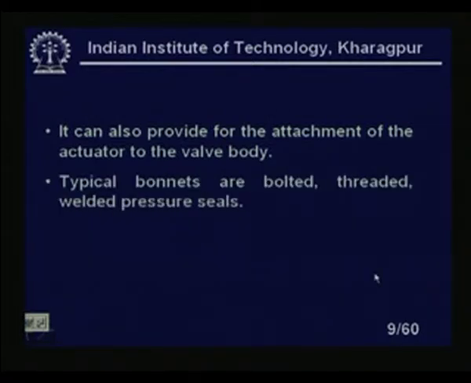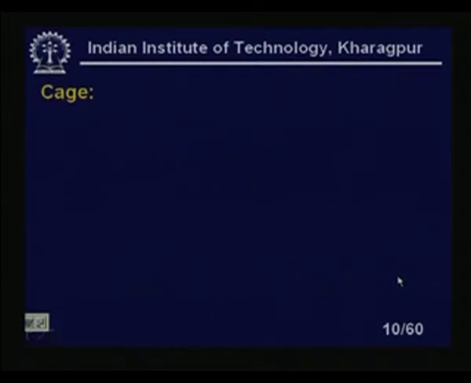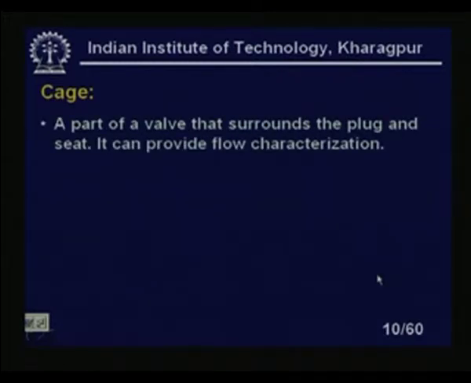Typical bonnets are bolted, threaded and welded pressure seals, because these are to be totally sealed, otherwise there will be a problem. Cage is another part of the control valve. What is cage? A part of a valve that surrounds the plug seat, and it can provide the flow characterization. The plug and the seat, which I have shown several times, make the cage of the control valve, through which the liquid is flowing.